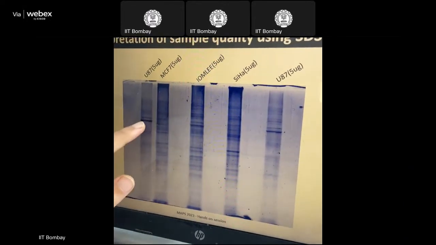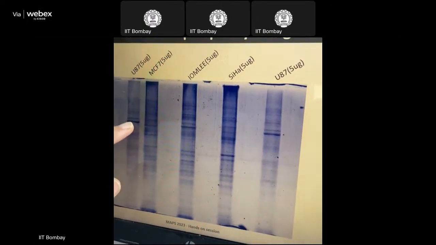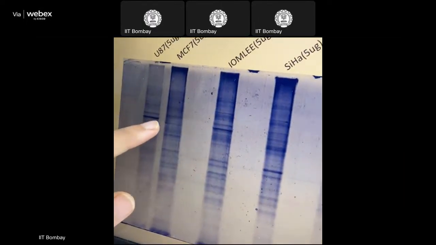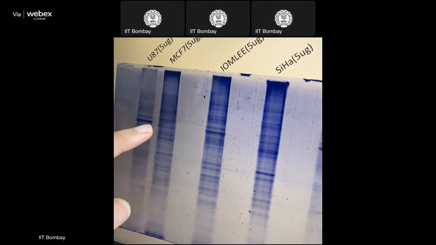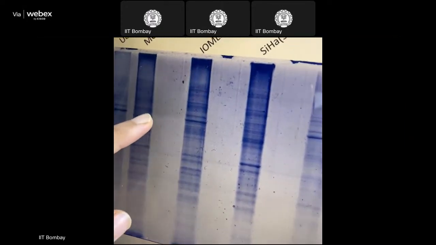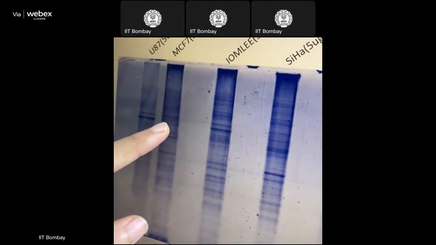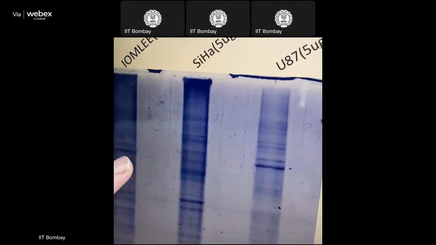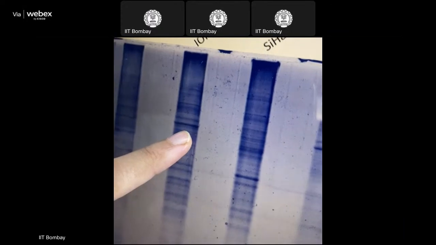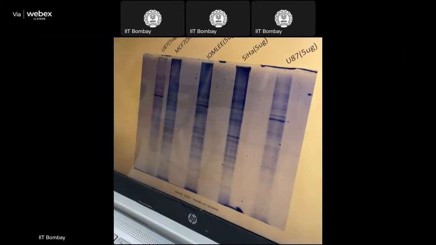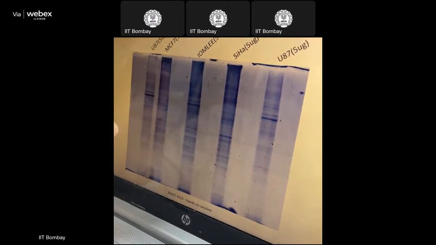So for example, this particular very strong band here is very abundant in this sample, but in this sample, it's not at all that visible. Again, in this sample, it is abundant. Similarly, if someone is interested in a particular molecular weight, they can cut this band, perform digestion, and then check what protein is coming at that particular molecular weight.